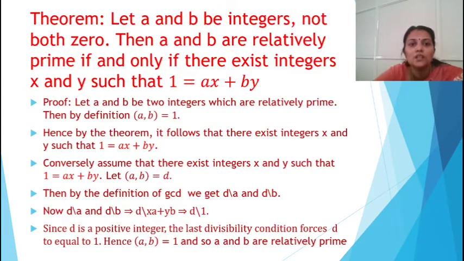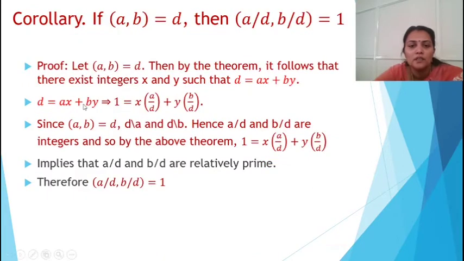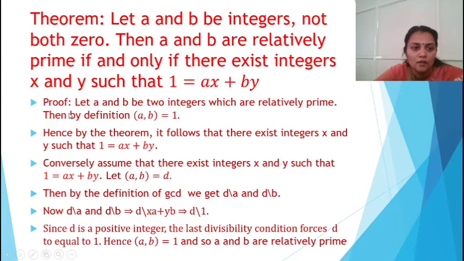Now we have a theorem. Let A and B be integers, not both 0. Then A and B are relatively prime if and only if there exist integers x and y such that 1 is equal to ax plus by. For the proof, we know the earlier theorem: if D is the GCD, then we could write that ax plus by equals D. So let's assume that A and B are integers such that they are relatively prime.